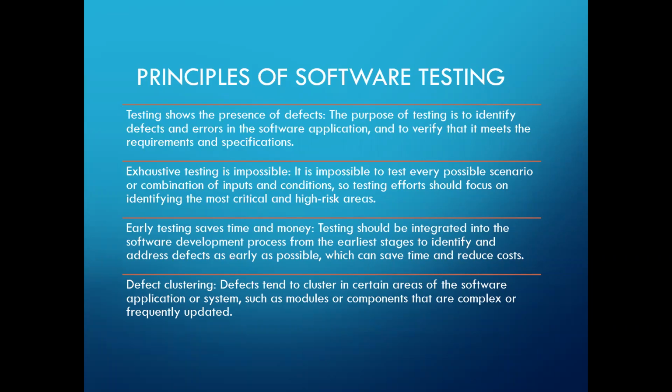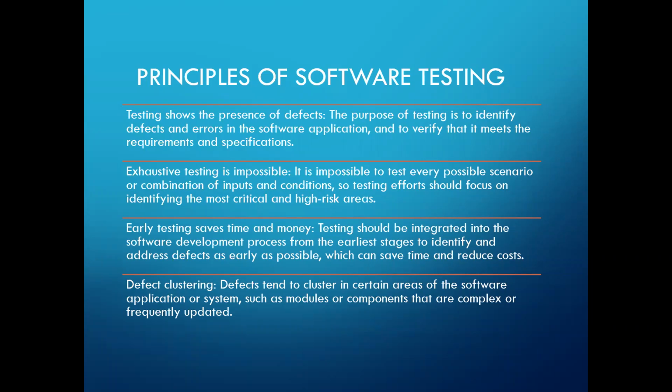So when you are testing an application, your motto should be identifying the defects first. The purpose of testing is to identify the defects and errors in the software application. And the other thing is you have to report it and get it fixed, based on the availability of the development. So this is the first principle of software testing.